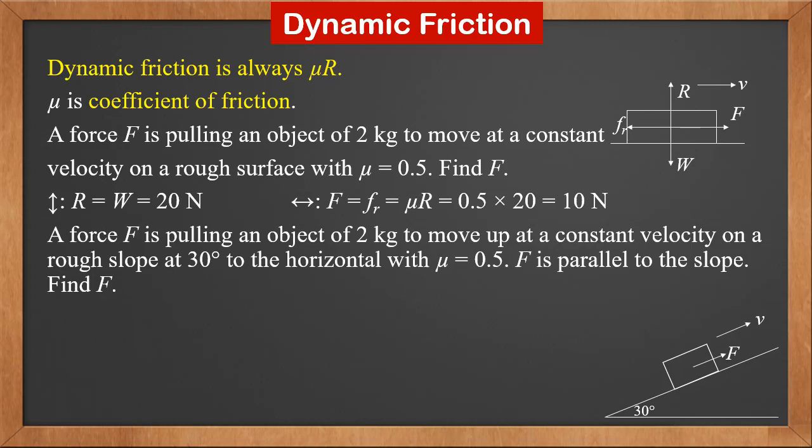A force F is pulling an object of 2 kg to move up at a constant velocity on a rough slope at 30 degrees to the horizontal with mu equals 0.5. F is parallel to the slope. Find F.